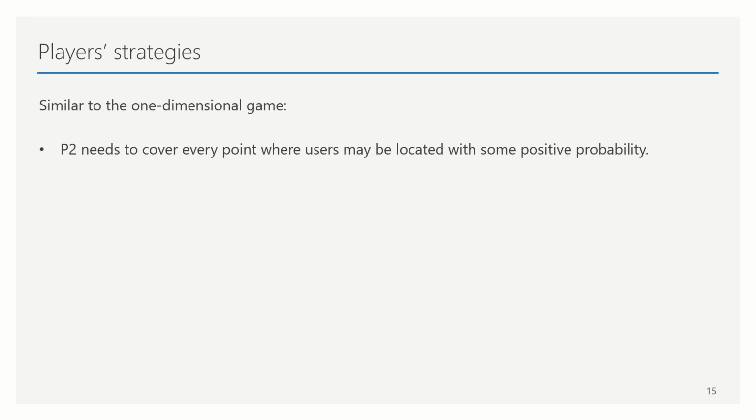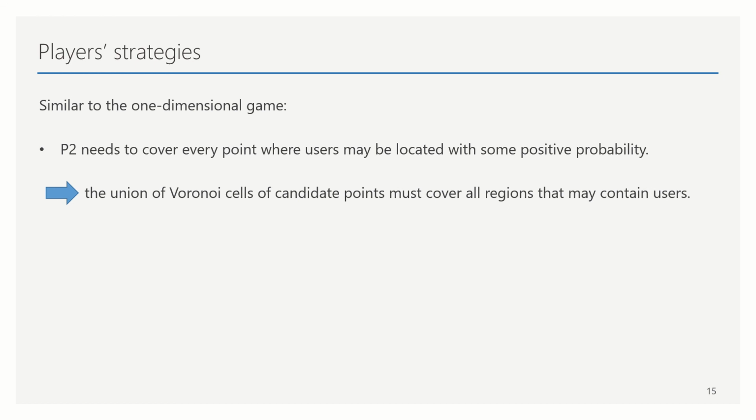What about the players' strategies in higher dimensions? Like the one-dimensional game, every point where users may be located must be covered with some positive probability. Hence, the union of Voronoi cells of candidate points must cover all regions that may contain users. Let's see it in a graph.